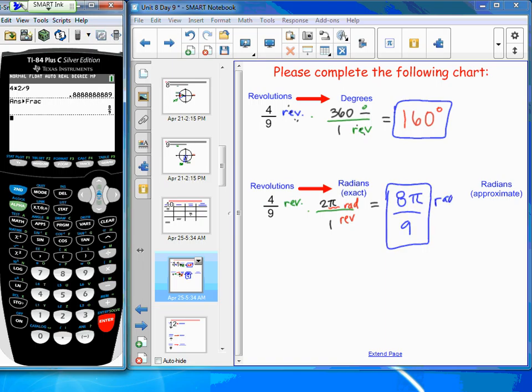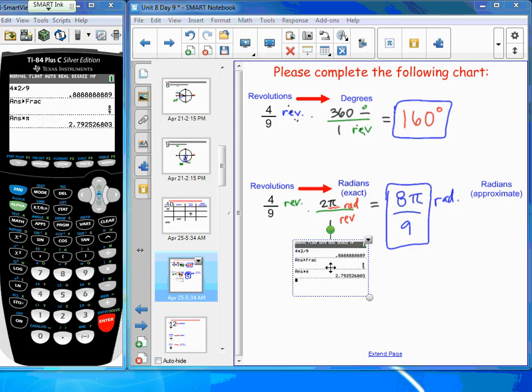radians for the exact, and again, we can simply enter that in my calculator with the pi in order to get the approximate. So the approximate, I just enter 8 pi over 9 and get the approximate. It looks like I have about 2.79 radians.